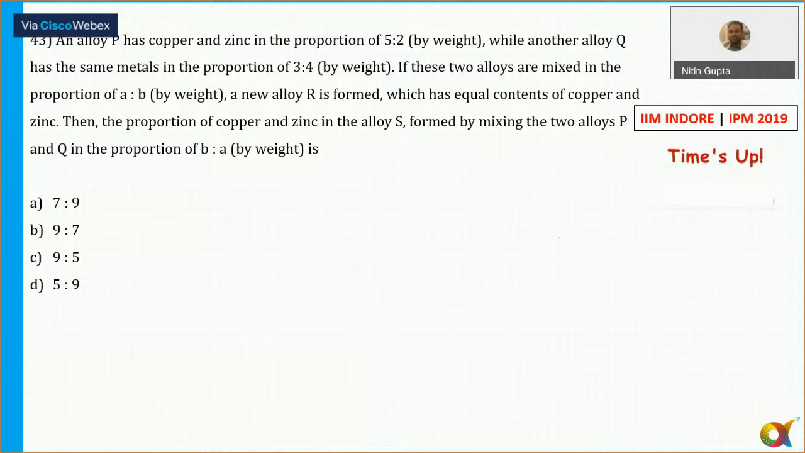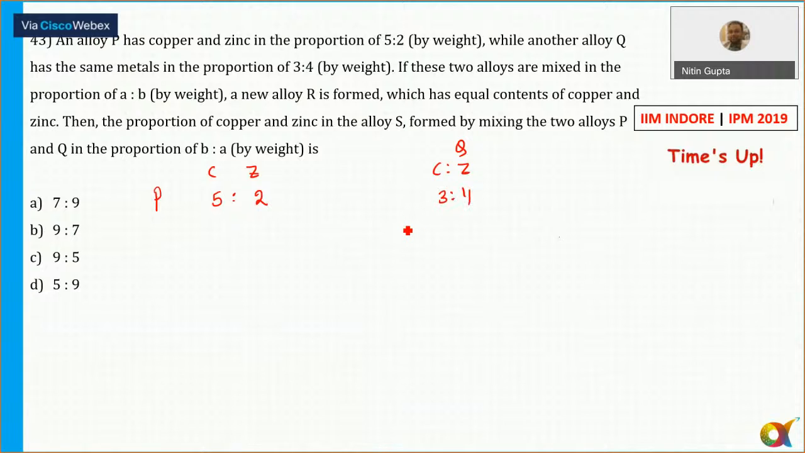Okay, time up. Now let's see. It says an alloy P has copper and zinc. So there is an alloy P in which copper and zinc are in the ratio 5:2, while another alloy Q has copper to zinc in the ratio 3:4.